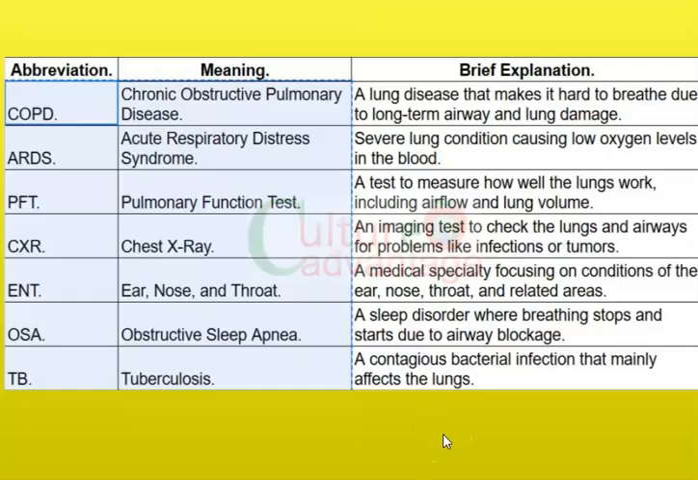ARDS, acute respiratory distress syndrome. Severe lung condition causing low oxygen levels in the blood.